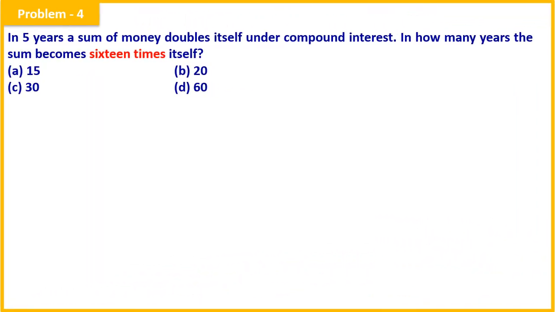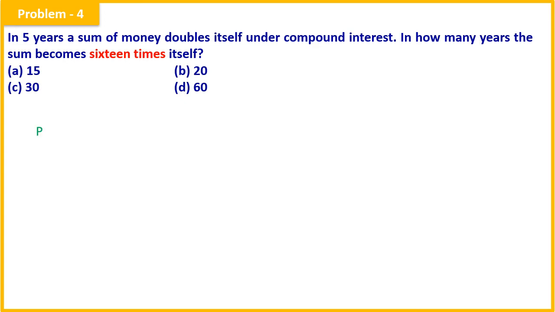Now let us try out the same type of question for compound interest, where it is said, in 5 years a sum of money doubles itself under compound interest. In how many years will the sum become 16 times itself? The basic difference in simple and compound interest is that in simple interest your money gets added, so-called arithmetic progression, while in compound interest your money gets multiplied, so-called geometric progression.